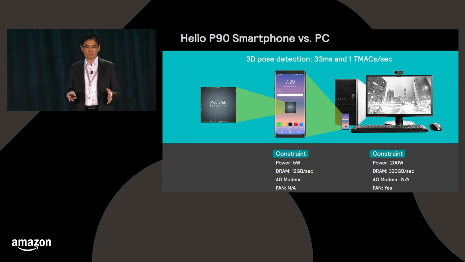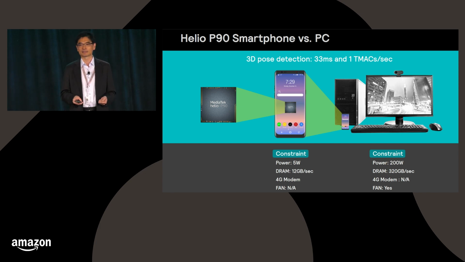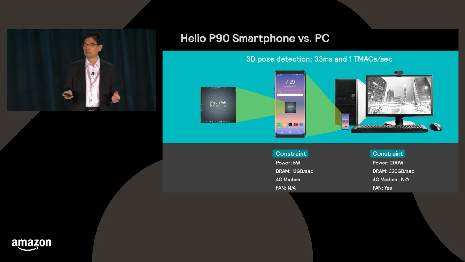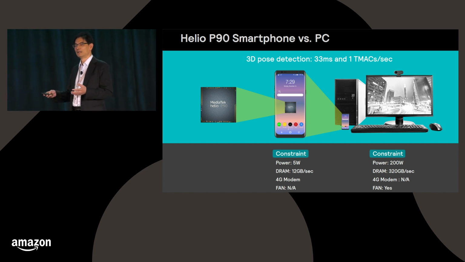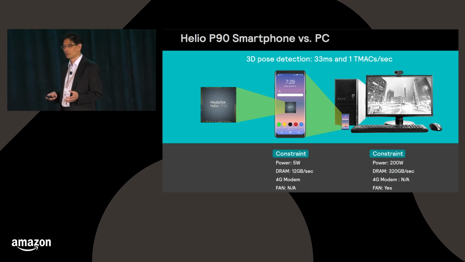Let's make a comparison. If we want to implement the pose detection function on a PC, the system needs to consume 200 watts, and the memory bandwidth takes 320 gigabytes per second, and there's no 4G modem function. So if you want a mobile function, you need to add another hotspot for 4G. You can see that this kind of highly integrated edge SoC can truly make smart devices truly different.